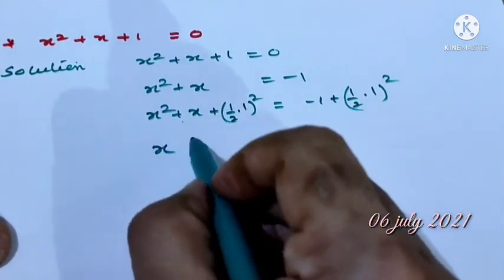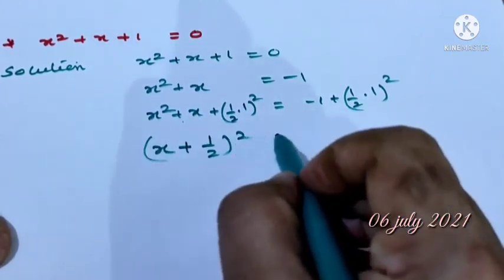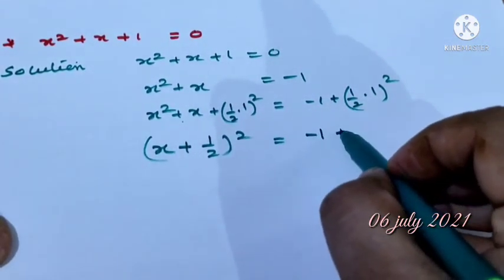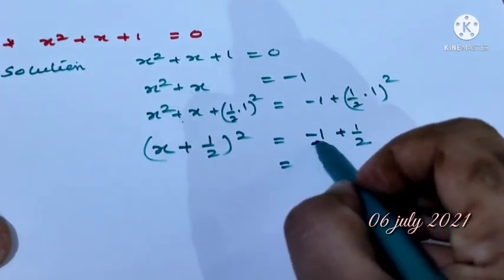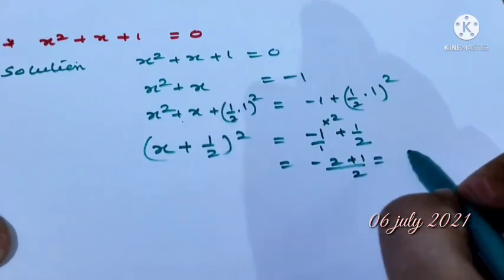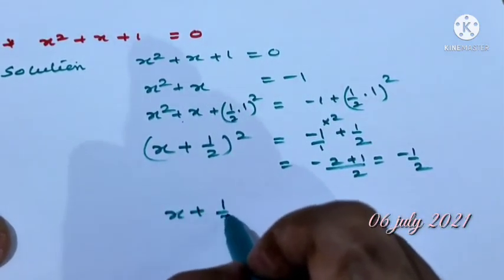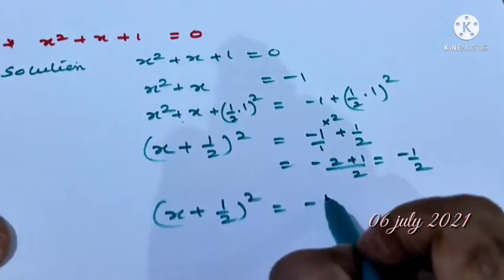Now x middle term is plus, here half into 1 means 1 by 2 whole square, and here minus 1 plus 1 by 2. That means take the LCM, it is 2, minus 2 plus 1 by 2, that is minus 1 by 2 only. So x plus 1 by 2 whole square equal to minus 1 by 2.